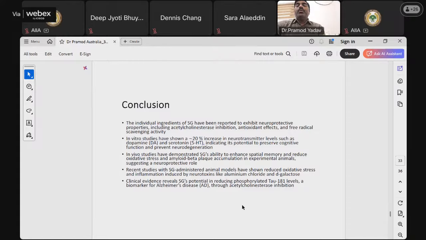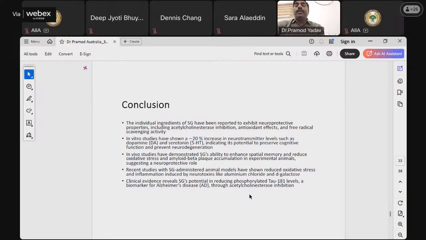So we can conclude from these findings that the Ayurvedic formulations can be tested on the contemporary parameters as well. The in vitro and the in vivo studies have demonstrated that they have the ability to enhance the spatial memory and reduce the oxidative stress and amyloid beta plaque, which is the hallmark of Alzheimer's disease, which ultimately leads to dementia. It suggests a neuroprotective role of this formulation. We have demonstrated this activity through animal experimental studies as well as through the clinical trials. So the mode of action can be understood.